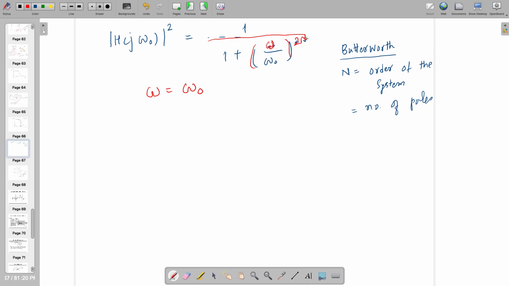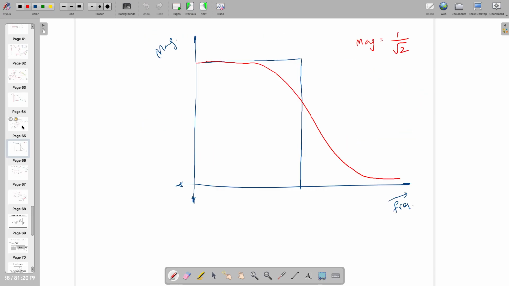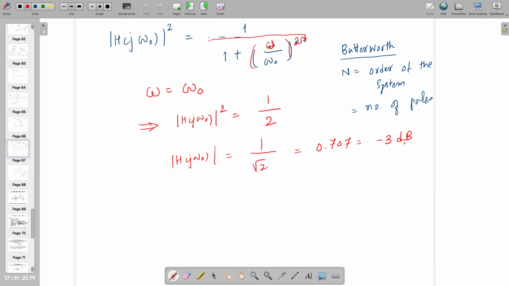So at omega equal to omega 0, what is going to happen? You are going to see |h(j omega 0)|^2 equal to 1 by 2, and the magnitude, if it is h of j omega 0, you are going to see 1 by root 2, which is going to give you 0.707, and that is also going to give you minus 3 dB, right? So the frequency where the magnitude response becomes 0.707, that frequency we are going to define as minus 3 dB, and that is our frequency of interest.